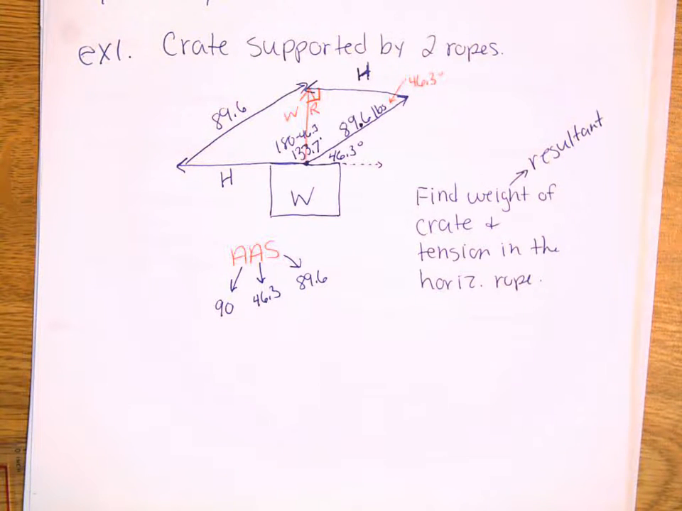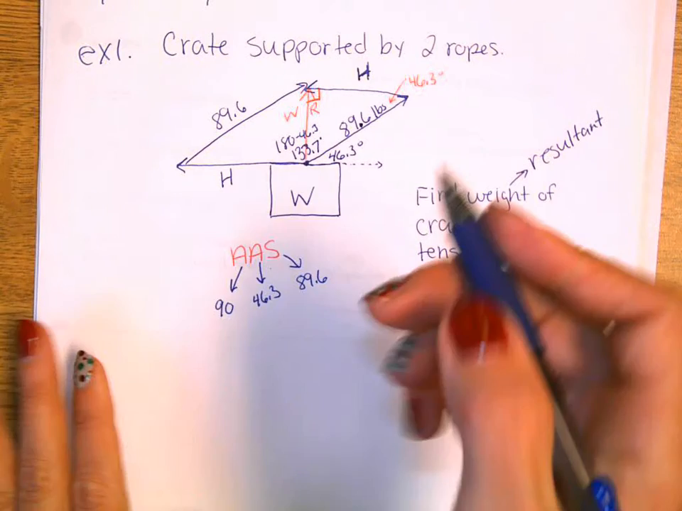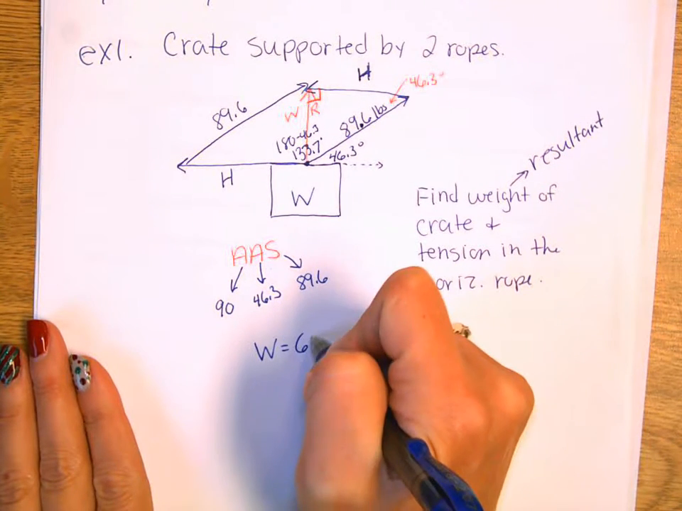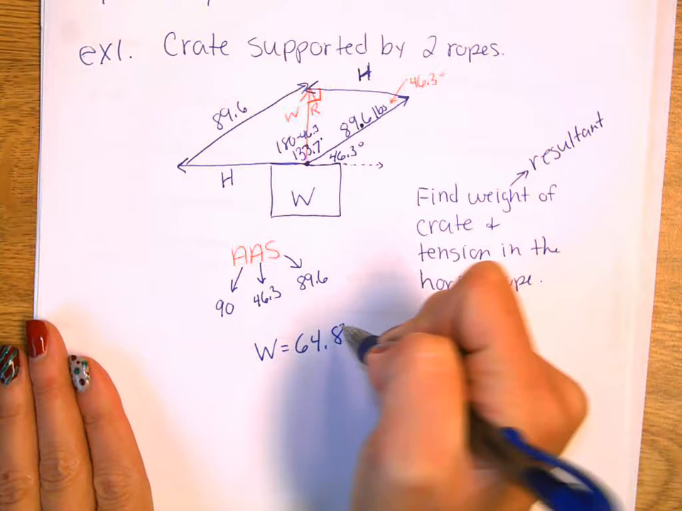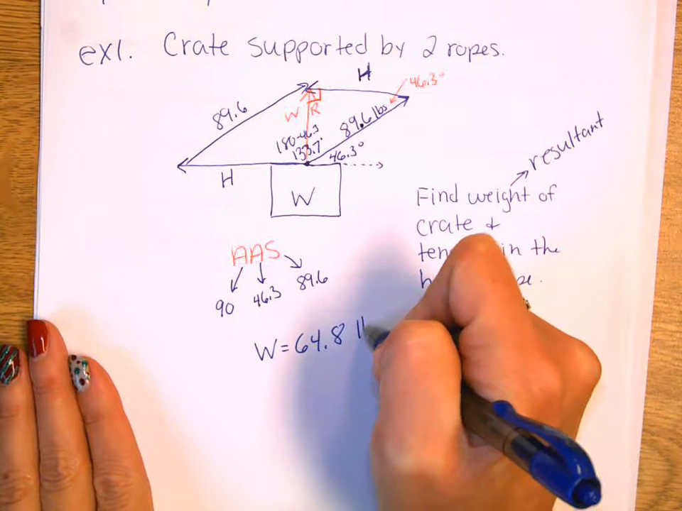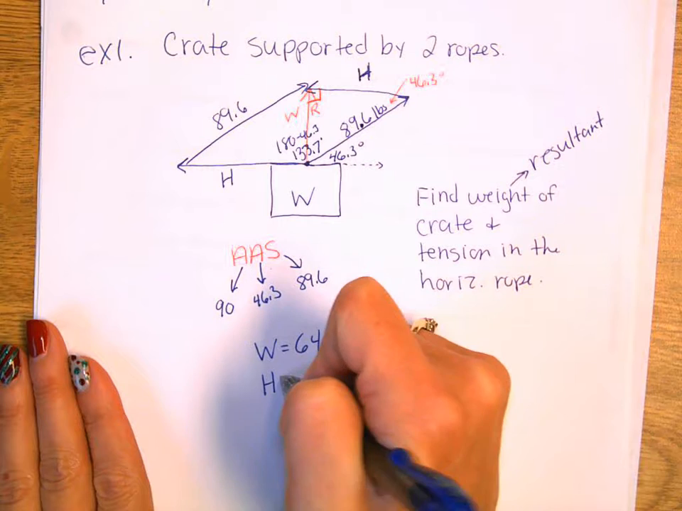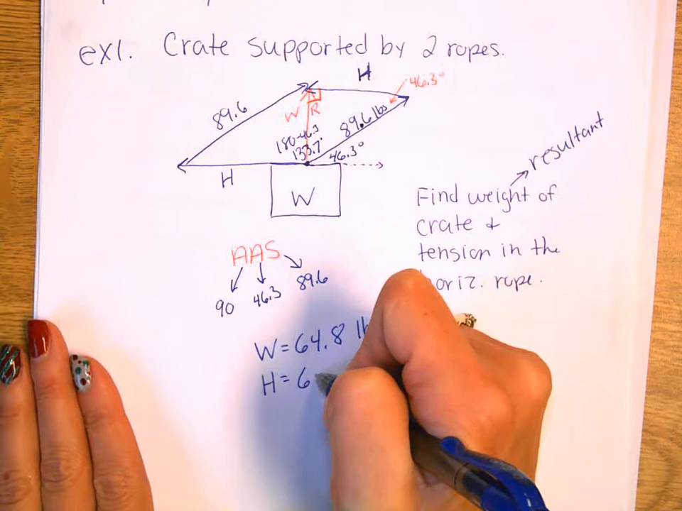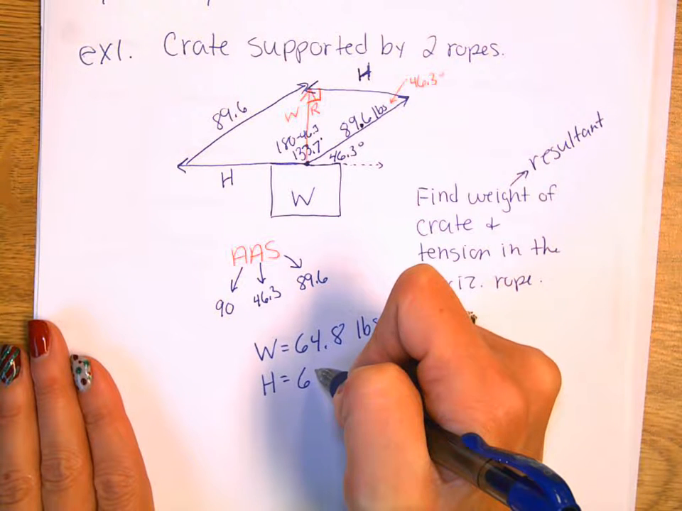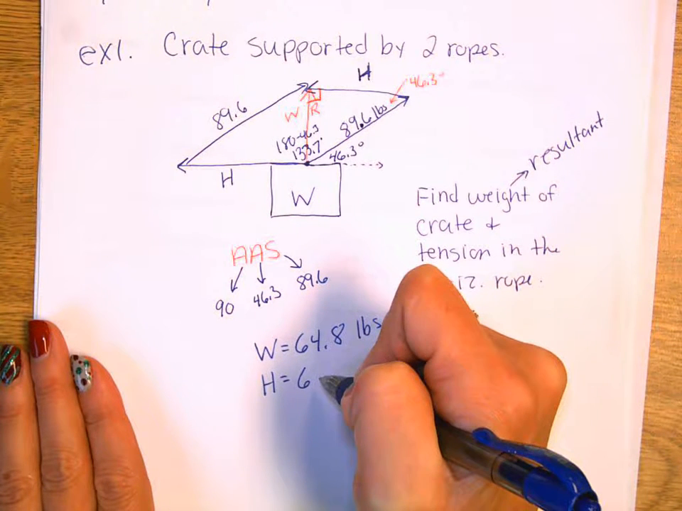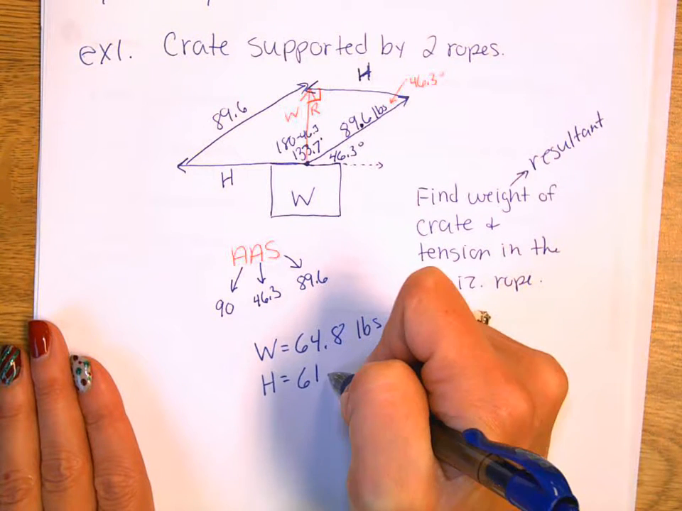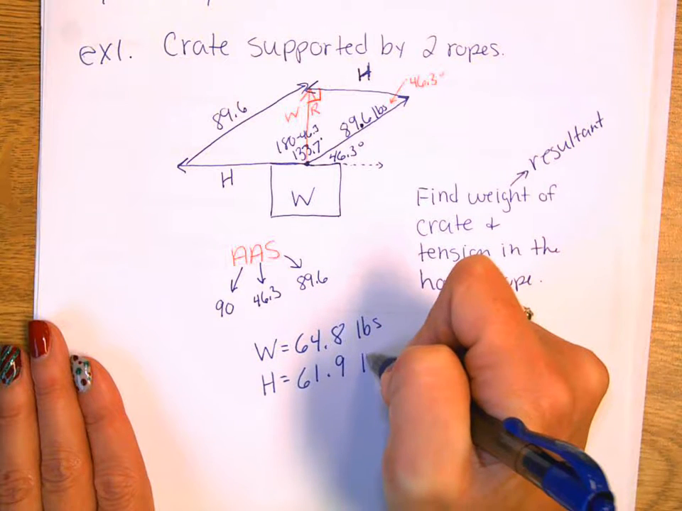What's 64.8? Your weight. The weight is 64.8. Do we agree with that? Yes. Okay. How much weight was the horizontal rope holding? The horizontal rope is 61.9. I agree with that. You agree with that? 61. So that would be the tension.